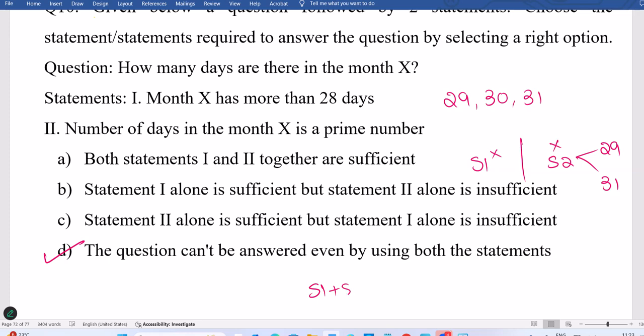Combined also we can filter 29 or 31. So I cannot fix exactly how many days are in that month X with this given data. The February leap year is involved, but they didn't mention whether it is a leap year or non-leap year, right? If they mention here that it is a leap year, then in that year what the month X means is fine. I believe you people understand this one now, right?